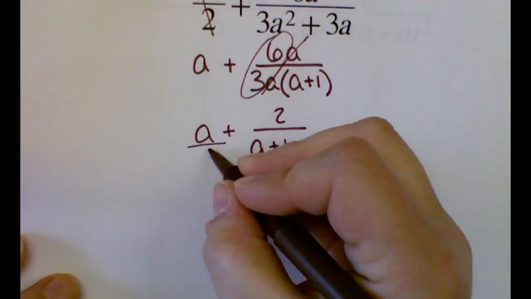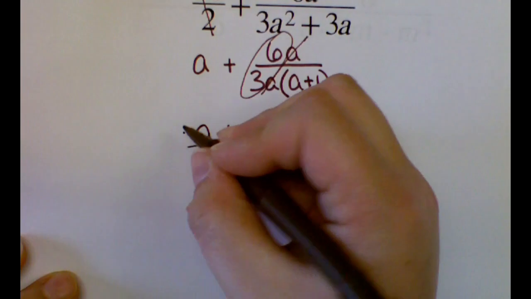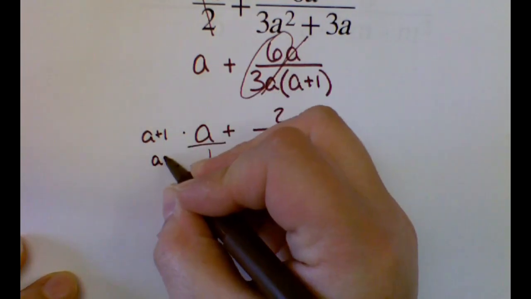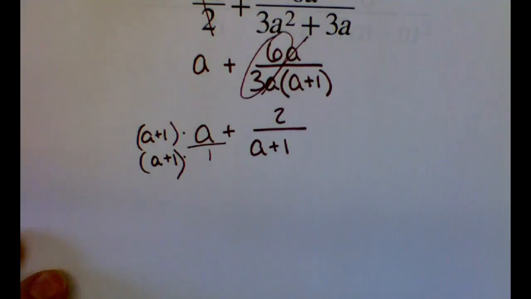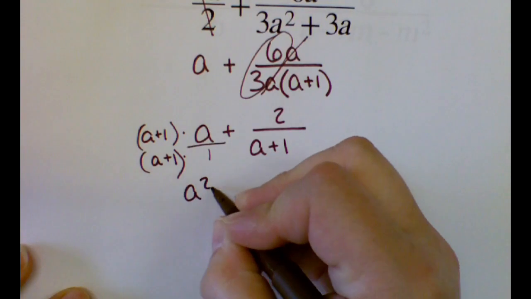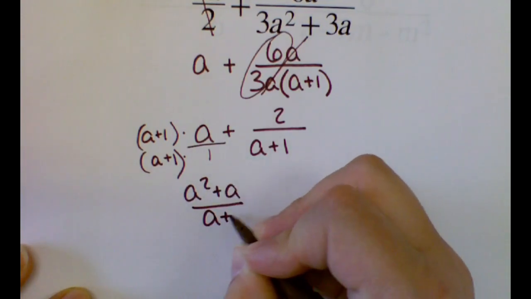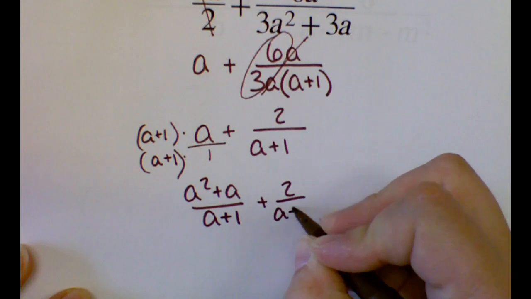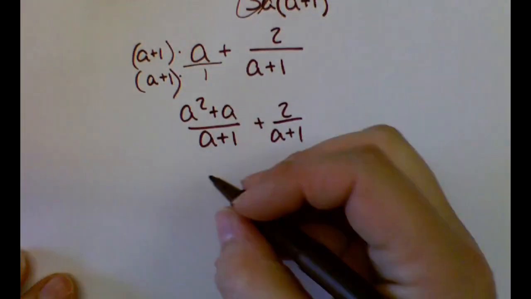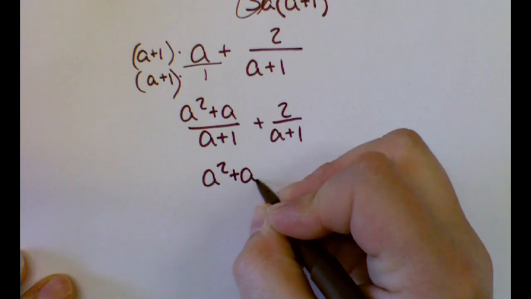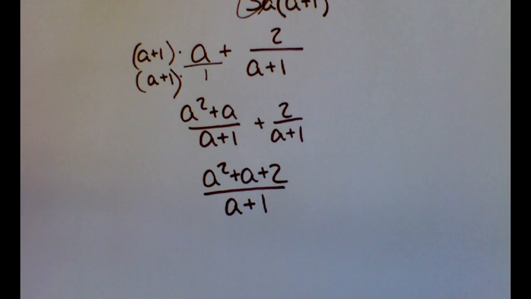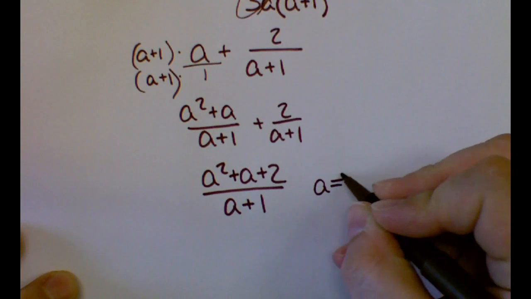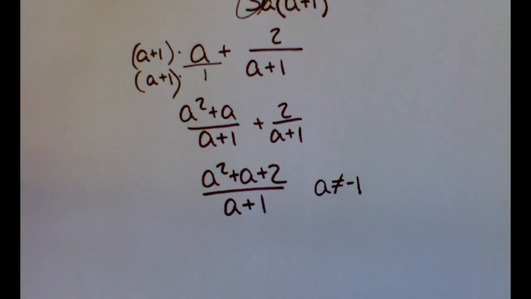Now I'll get a common denominator because I remember that a is over 1. Multiply by a plus 1, and parentheses there so I don't mess it up. I get a squared plus a over a plus 1 plus 2 over a plus 1. And combine just a step further, a squared plus a plus 2 over a plus 1. Can I factor the numerator? Not at all. So a can't equal negative 1 because that makes the denominator 0, and then we're done.